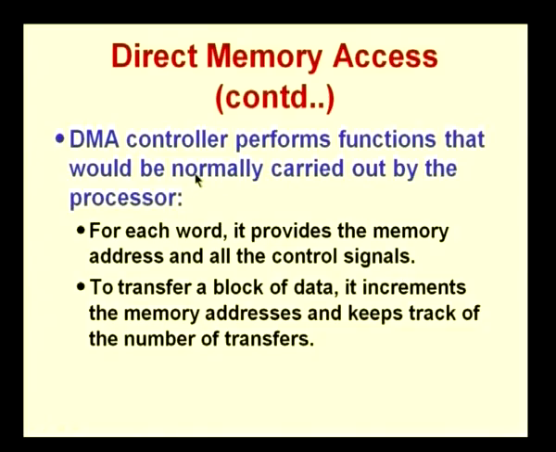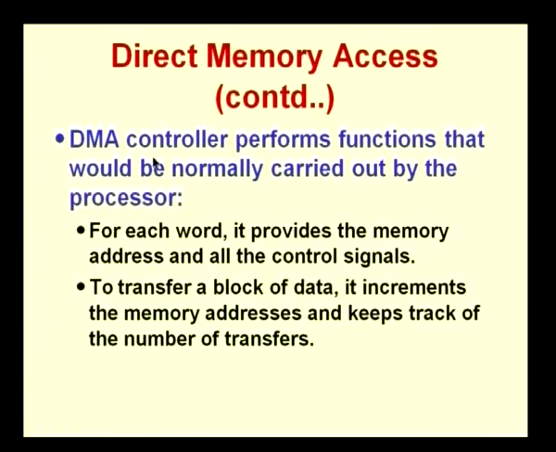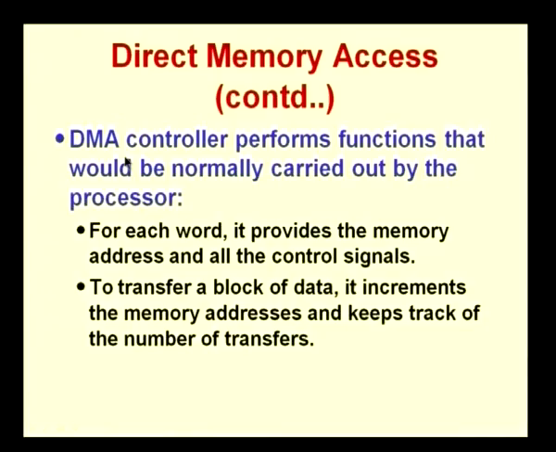What is it that the DMA controller is expected to do? The DMA controller now will have to perform all the functions that would be normally carried out by the processor. That is, if the processor were to do the data transfer, whatever functions it would do, all those now will have to be taken care of by the DMA controller. So, what is it that it has to do? For each word that needs to be transferred, it has to provide the memory address and all the control signals. The address to which the data is to be transferred or from which the data is to be transferred, and all the control signals, in the sense that whether you need to do a read operation or a write operation, all those will have to be now supplied by the DMA controller.